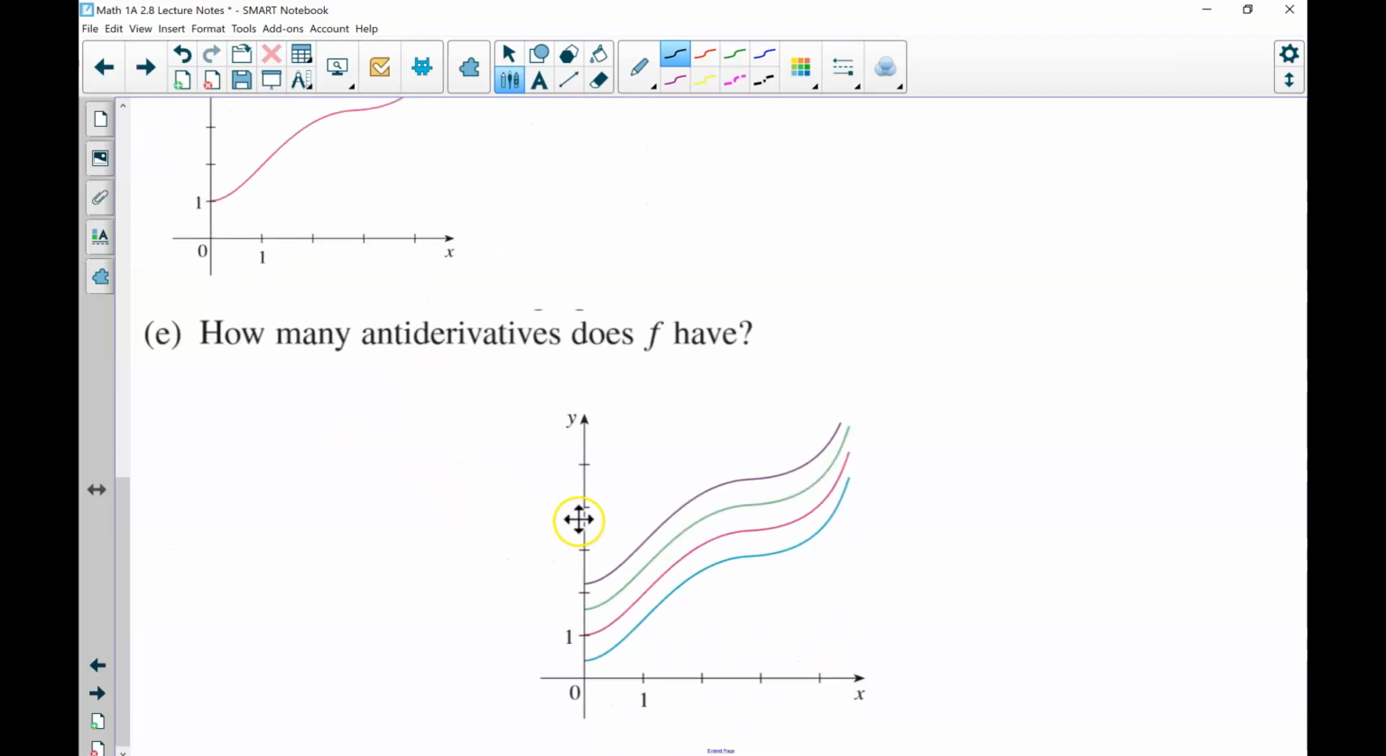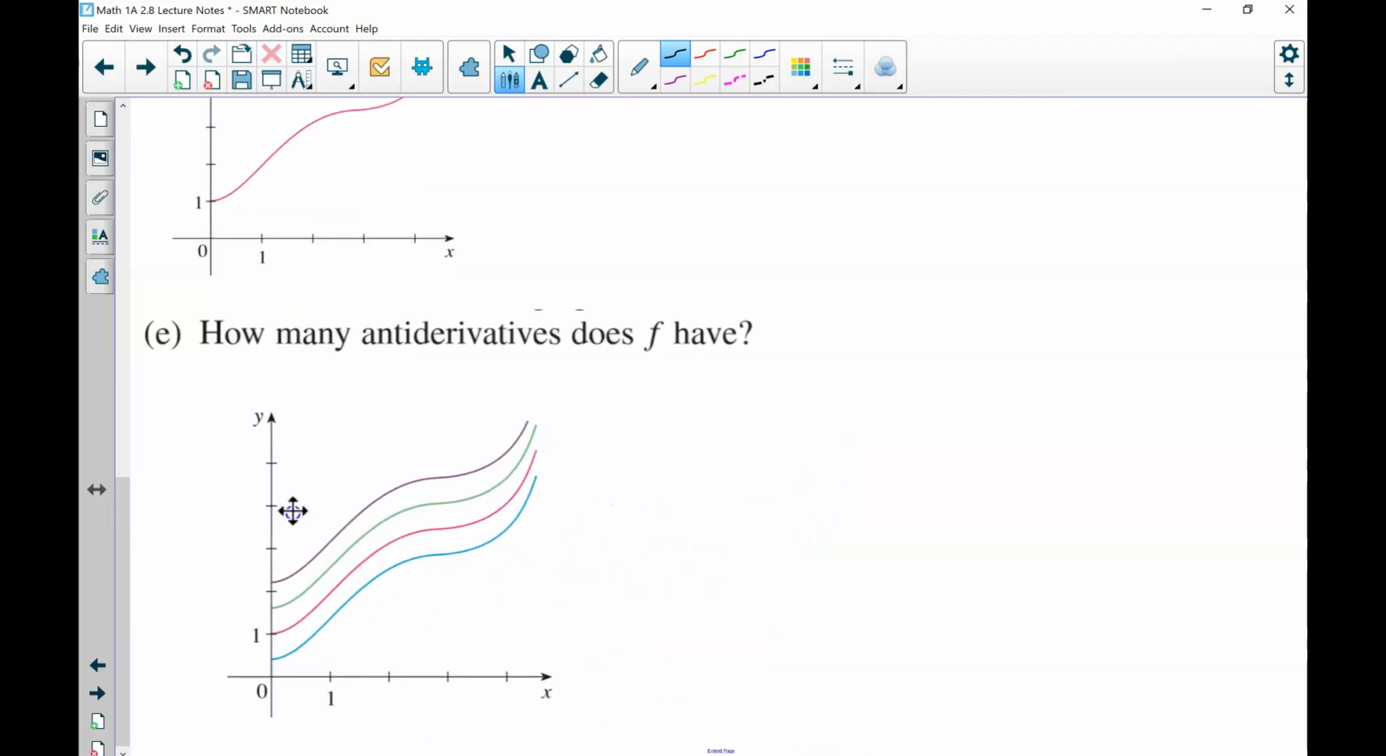And then for the last question here, it says how many antiderivatives does the function have? Well, the antiderivative of f that we sketched in this figure satisfies f of 0 equals 1. So its graph starts at the point 0, 1. But there are many other antiderivatives whose graphs start at other points on the y-axis. So in fact, f could have infinitely many antiderivatives. Their graphs are obtained from the graph of f by shifting upward or downward of that figure.